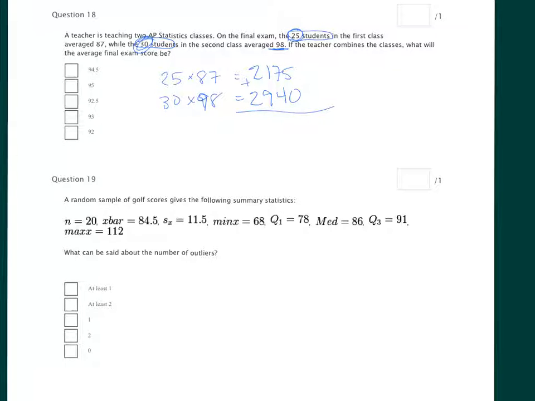So now I'm going to add these 2 scores together. So 2,175 plus 2,940 gives us a total of 5,115.